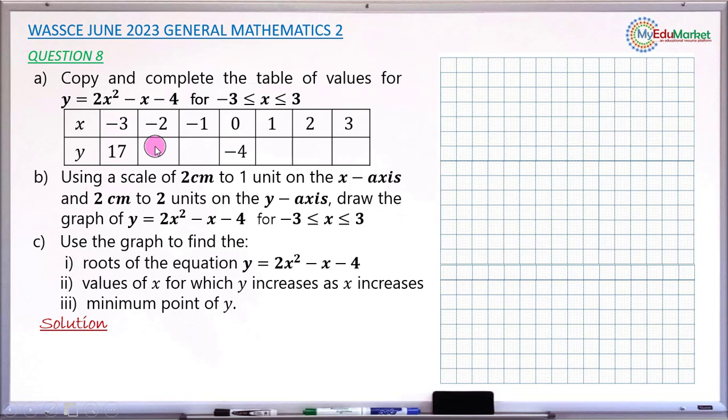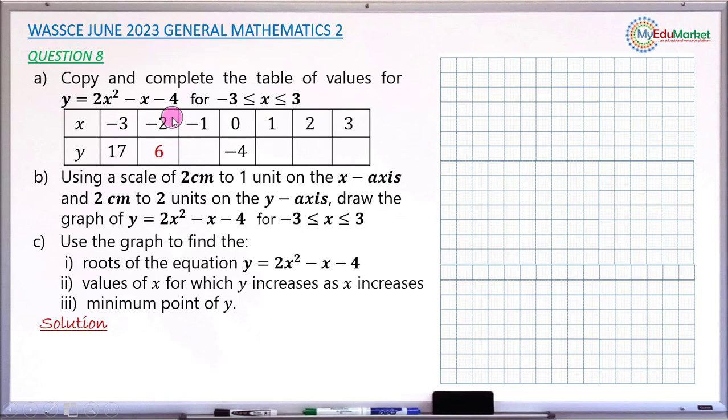So let's do it together. Replacing x by minus 2 here, I'm going to have 2 times minus 2 squared. Minus 2 squared gives me positive 4. That positive 4 multiplied by 2 gives answer 8. Then minus x, which will also be positive 2. So I have 8 plus 2, that will give answer 10, and 10 minus 4. So the end result is going to be positive 6.